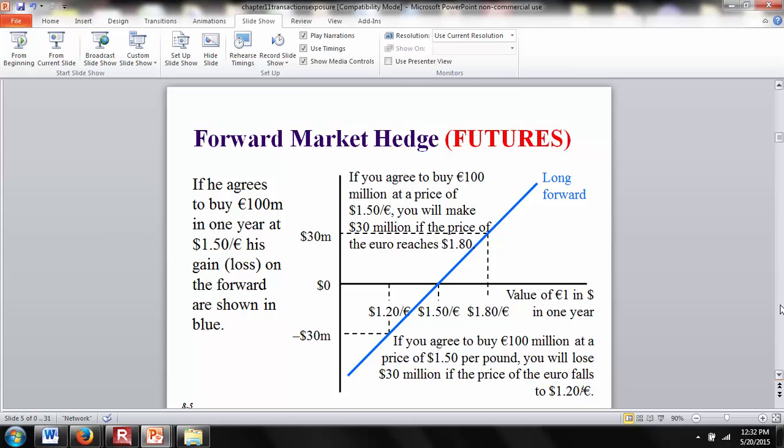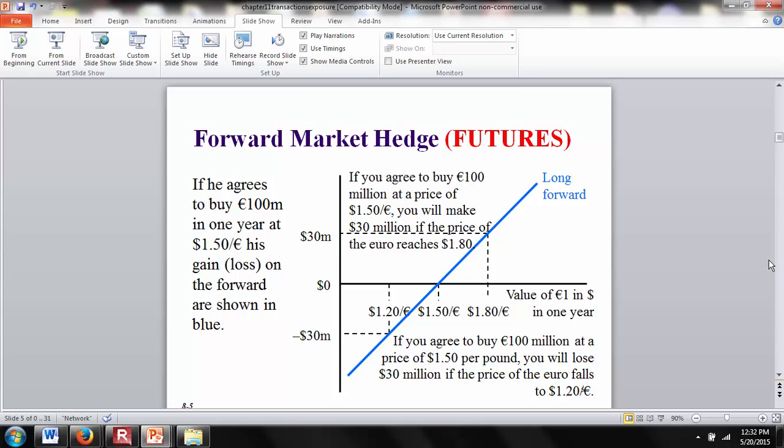Now, suppose we agree to buy 100 million euros at a price of 1.5. What is going to happen? If he is agreeing to do that, regardless of the exchange rate, he always makes the same payment of 100 million times 1.5, or 150 million euros. So the main thing here is that in the case of a forward market hedge, your cost does not change. So it may not be good all the time.